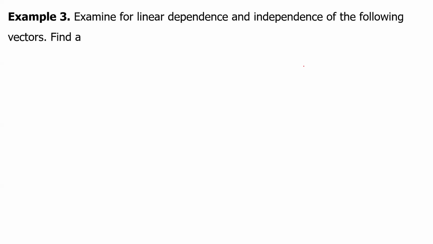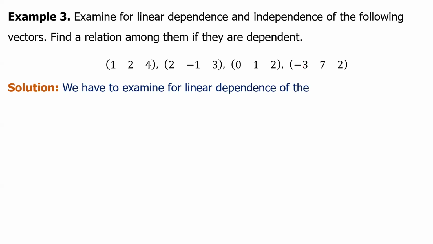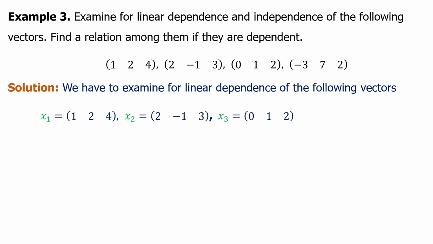Let us take one more example on linearly dependent and independent vectors. We have to examine for the linear dependence and independence of the following four vectors: x1 equal to (1, 2, 4), x2 is equal to (2, -1, 3), x3 is equal to (0, 1, 2), x4 is equal to (-3, 7, 2).